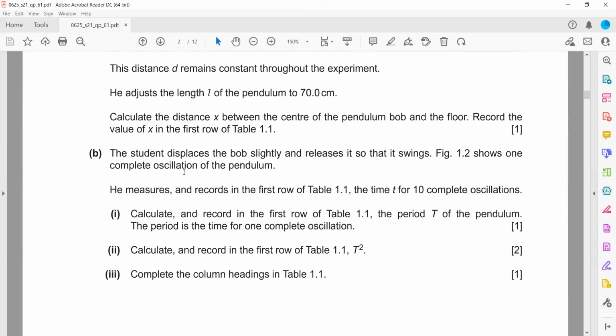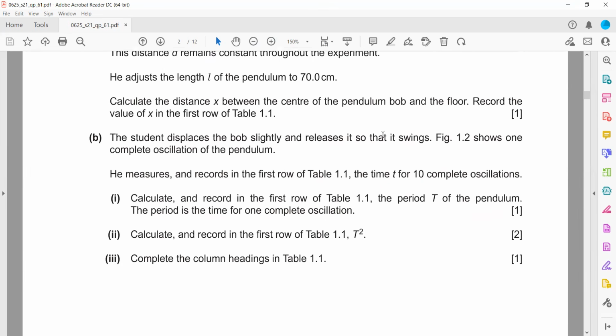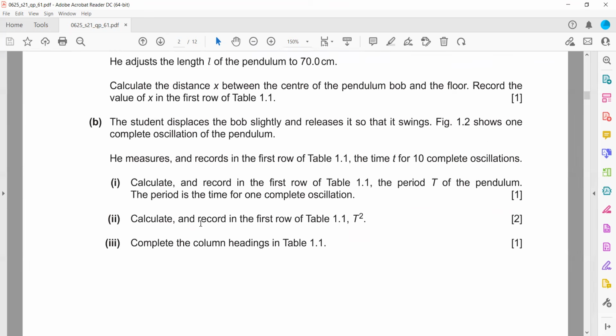In part B, the student displaces the bob of the pendulum and releases it. Figure 1.2 shows one complete oscillation of the pendulum. He measures and records in the first two rows of table 1.1 the time for 10 complete oscillations. Calculate and record in the first row of table 1.1 the period, the time period for one oscillation, and then calculate and record in the first row of table 1.1 T square and complete the column heading.